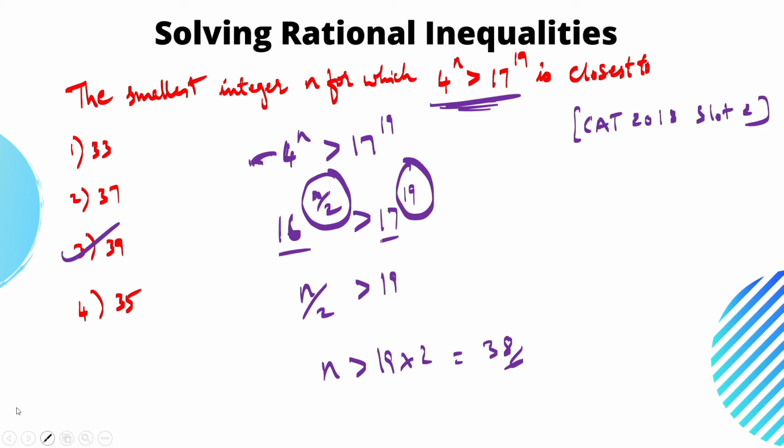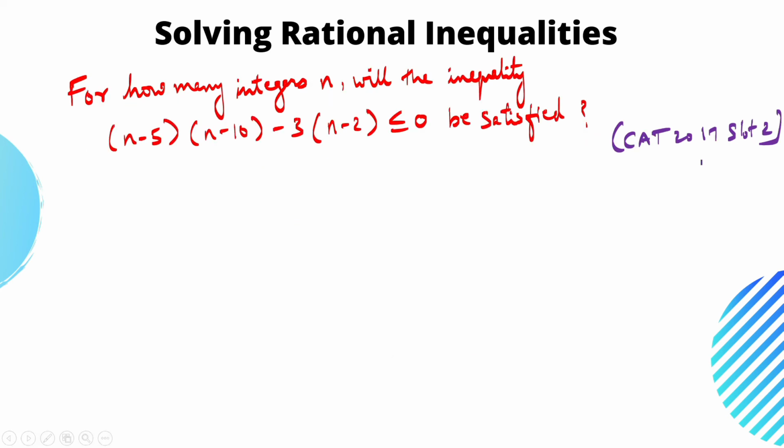Let's move on to the next question. Okay, the next question is, for how many integers n will the inequality be less than or equal to 0 be satisfied? Alright, so this is a theta question which appeared in CAT 2017 slot 2.